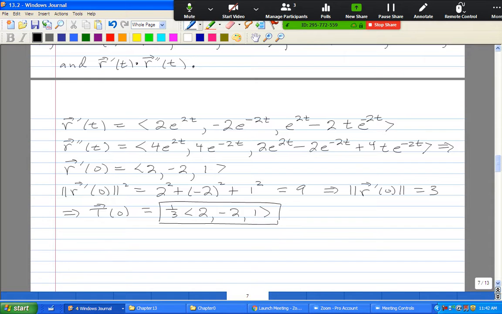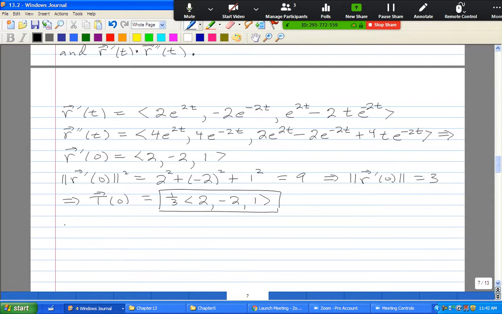R double prime at 0. So let's do R double prime at 0. So plug in 0, you get 4, 4. That's 0. 2 minus 2 is 0.